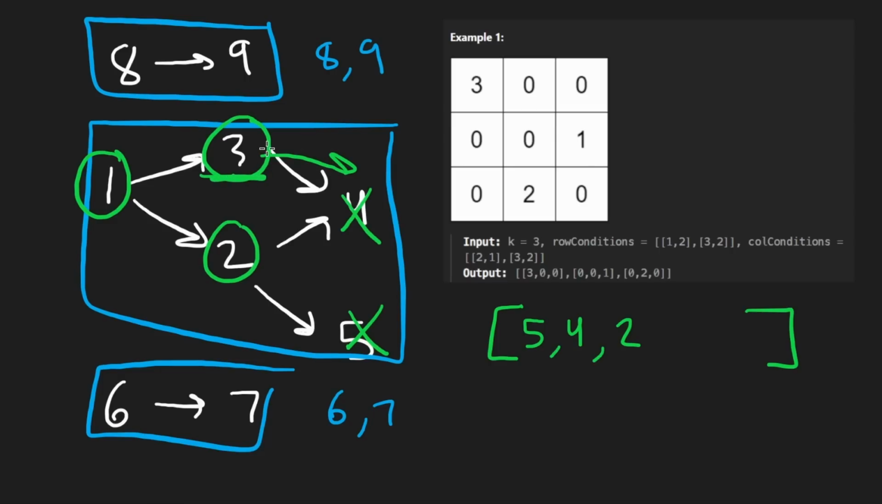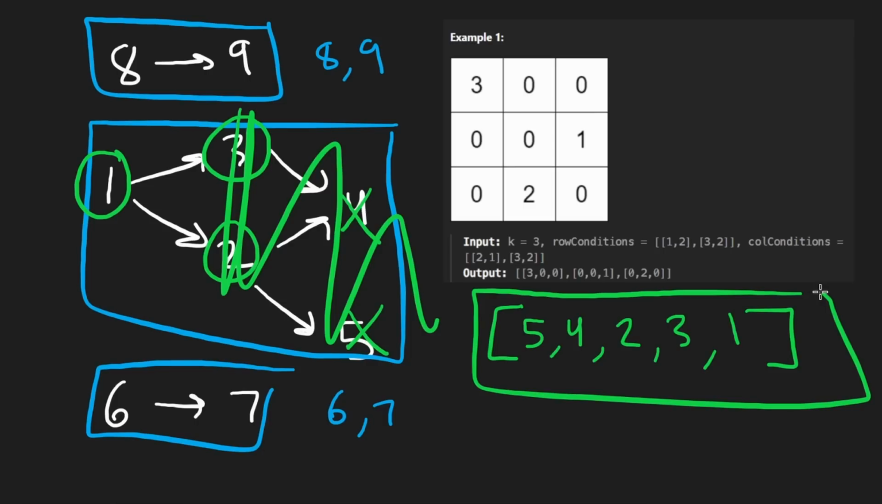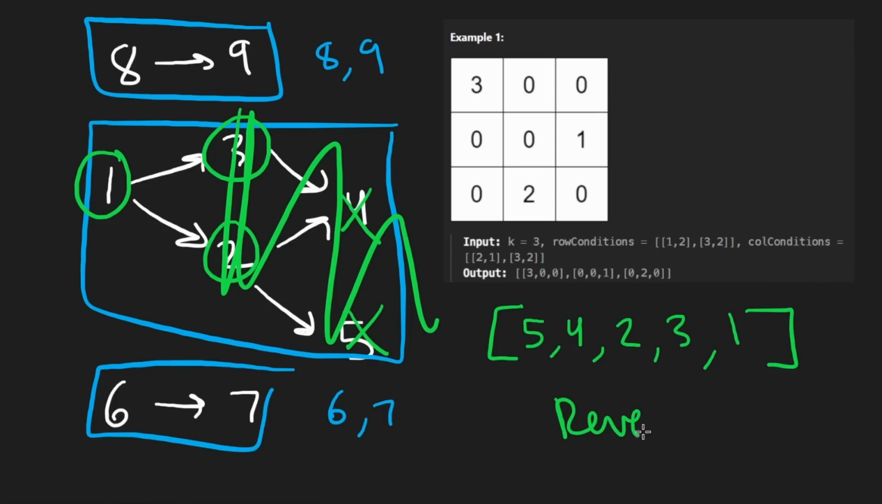Now 3, all of its neighbors have been finished, so I'm going to add 3 to the output ordering, and then I'm going to pop back up to 1. Everything's been finished, so we can go ahead and add 1 to the output. The only thing about this is it's not what we want, but it's an easy thing for us to fix. Just take this and reverse it.